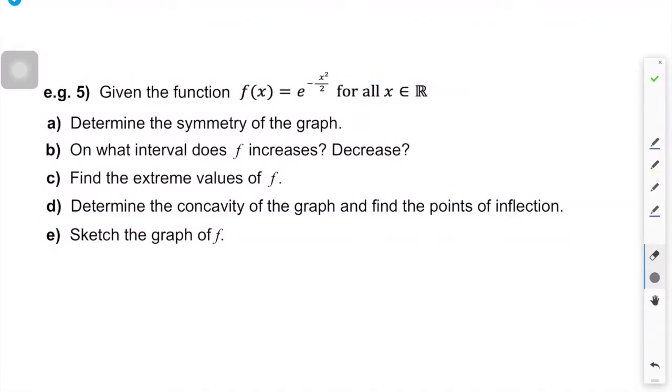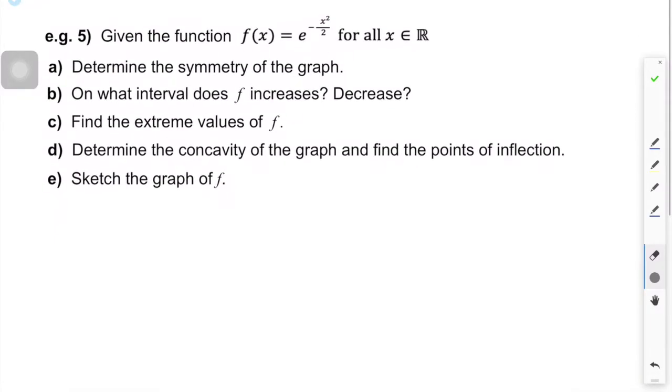Here is example 5. Given the function, determine the symmetry of the graph. And then we're going to answer parts B to E, which are very similar to example 4. When we mention symmetry of a graph, we are really referring to whether the graph is an odd function that has a rotational symmetry or an even function which has line symmetry.